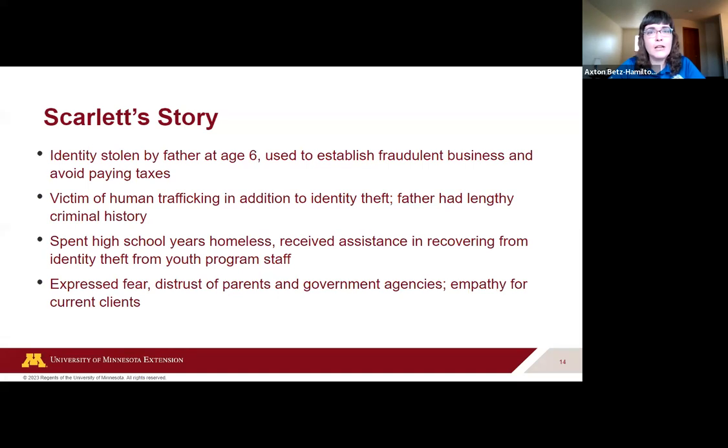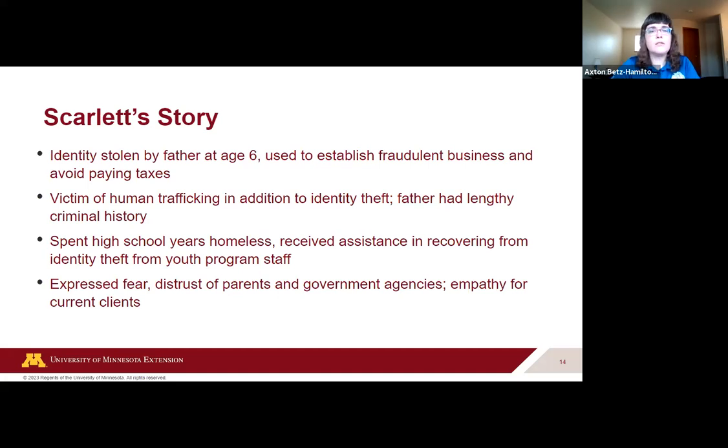So the next story I'll share with you is from one of my research participants, from a study that I published back in 2020. This particular victim had her identity stolen by her father at the age of 6 to establish a fraudulent business and avoid paying taxes. In my case, which I didn't share in detail, there was some tax evasion going on using my identity as well by the perpetrator. And I'm seeing that this is actually a fairly common pattern with offenders.